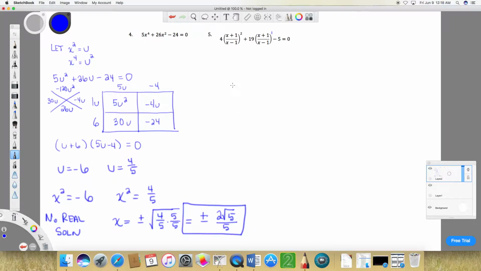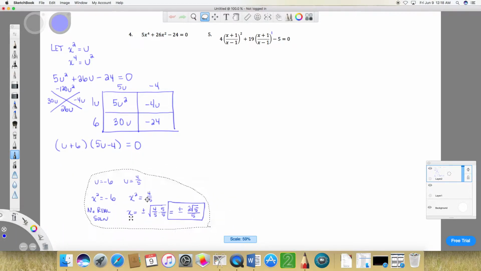All right. Now, I think I have enough room for number 5, but I'm going to shrink this up just a little bit, just in case. All right.